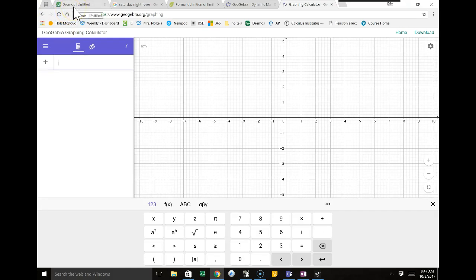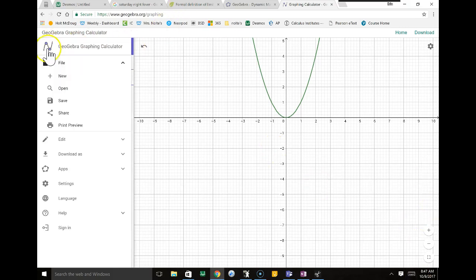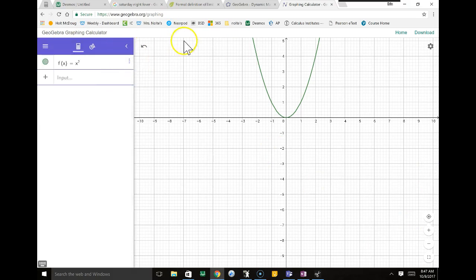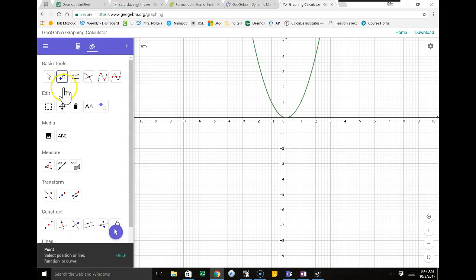Okay, so let's talk about slope. Let's talk about average slope. Let's do something a little bit different than what you've worked with in the past. Let's talk about a basic function, x squared. So we're talking about the slope of x squared. Oh boy, I don't know how to do this. Oh, there we go. I want to put a point on here.